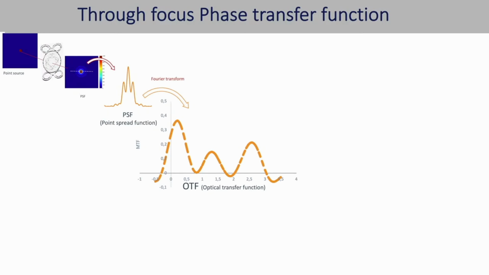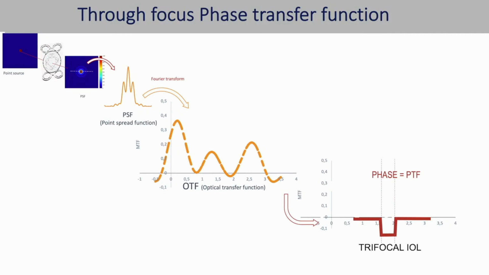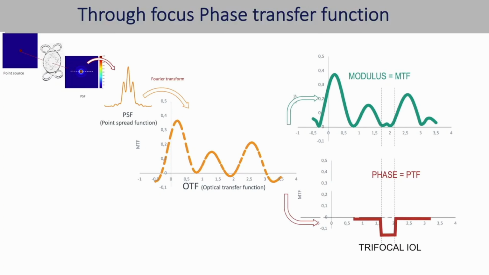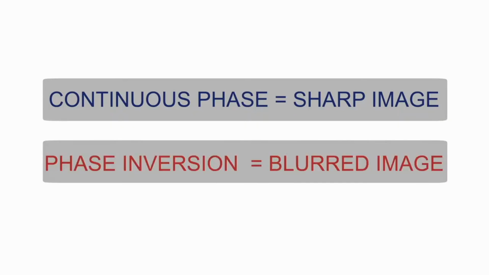As we see on the yellow curve, the OTF can be positive or negative. The negative part of the curve, a discontinuous phase, will correspond to a blurred vision zone, as seen here with a trifocal IOL. The MTF, representing the contrast, is always positive and is not sufficient to qualify vision. In summary, a continuous phase, that is a through focus transfer function, will give a sharp image, to the difference of phase inversion, creating a blurred image.